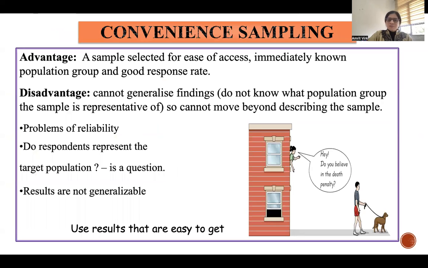The advantage of this method, as we've already said, is ease of access, and again a good response rate. The disadvantage is that you cannot generalize the findings. There is a problem of reliability, and whether the respondents are actually representing the target population becomes questionable. So our results are not generalizable, which is something we need to keep in mind.